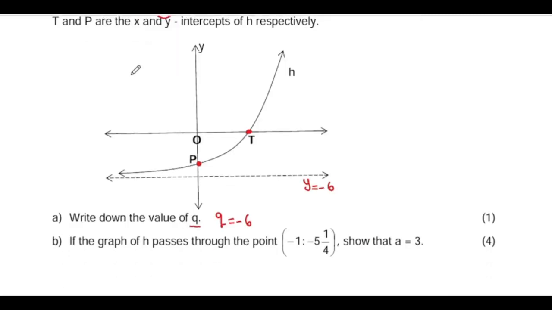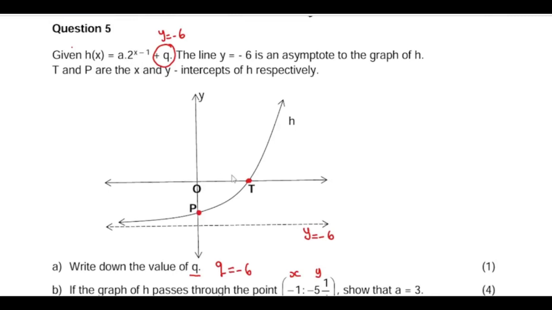The question now says, if the graph passes through this point, so this is my x and this is my y. So my y value is minus 5 1 over 4. Show that the value of a is 3. So you know what I'm going to do? First thing first, rewrite h of x in the form of y equals.